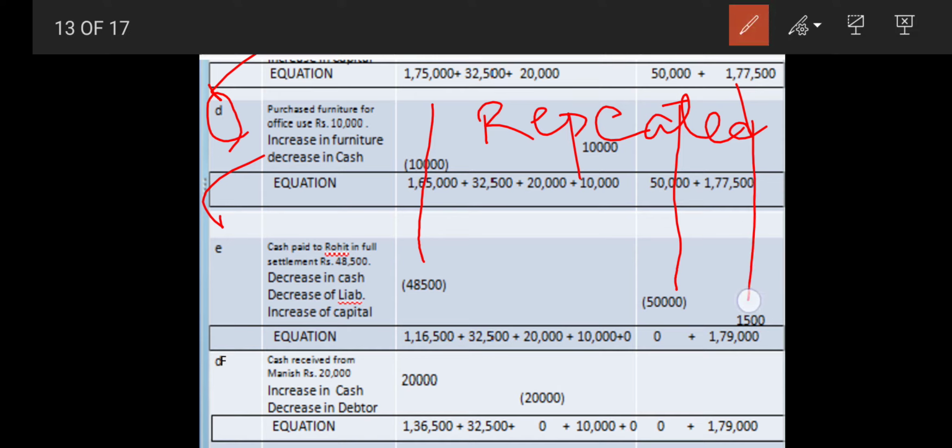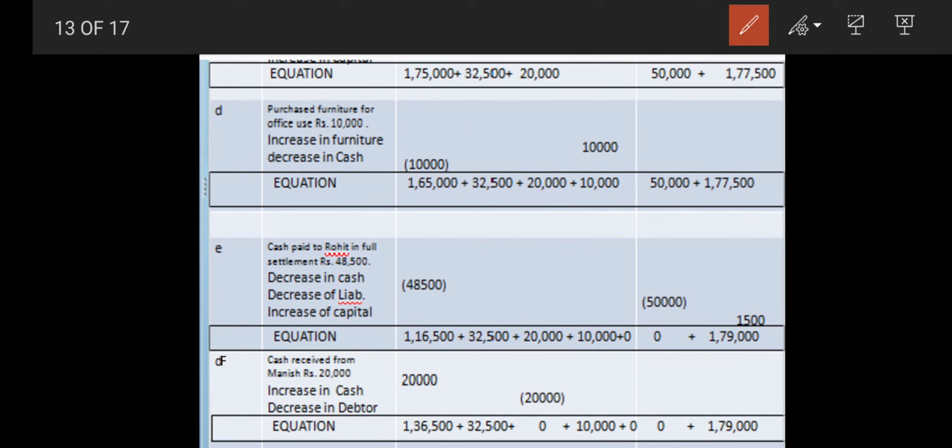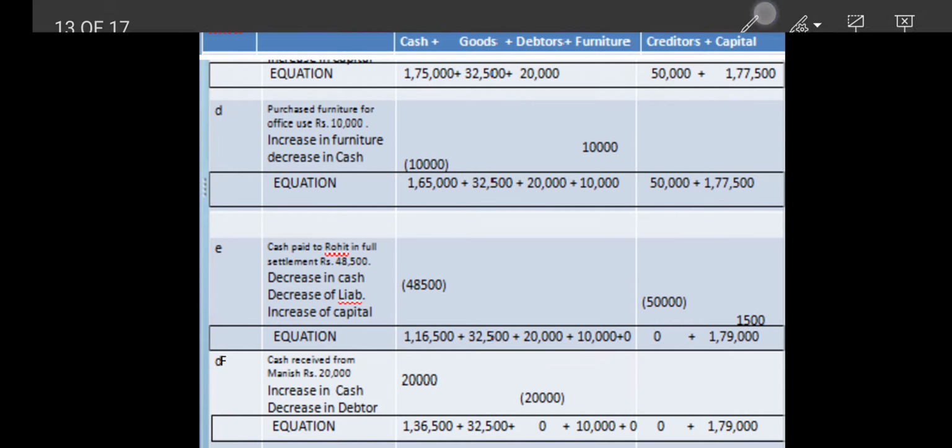Then comes your increase in capital 1,500. So my equation will be set up 1,16,500, 32,500 as it is, 20,000 as it is, 10,000 as it is, and plus 0, and here also 1,79,000. So now we are switching towards the next transaction, that is F. Cash received from Manish rupees 20,000. I have received from Manish rupees 20,000.